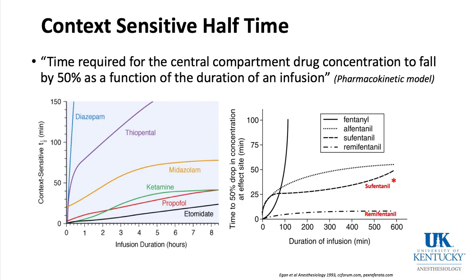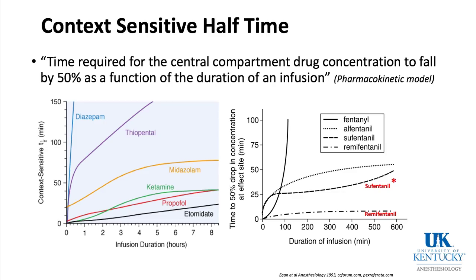And you can see on the left at the bottom that etomidate and propofol and ketamine have a pretty favorable context-sensitive half-time for infusing for extended periods of time, because they're not building up the time that it takes with the duration of the infusion for the concentration to fall by 50% when you turn it off at the end of an infusion, as opposed to Valium and thiopental, not good drugs for long-term infusions.